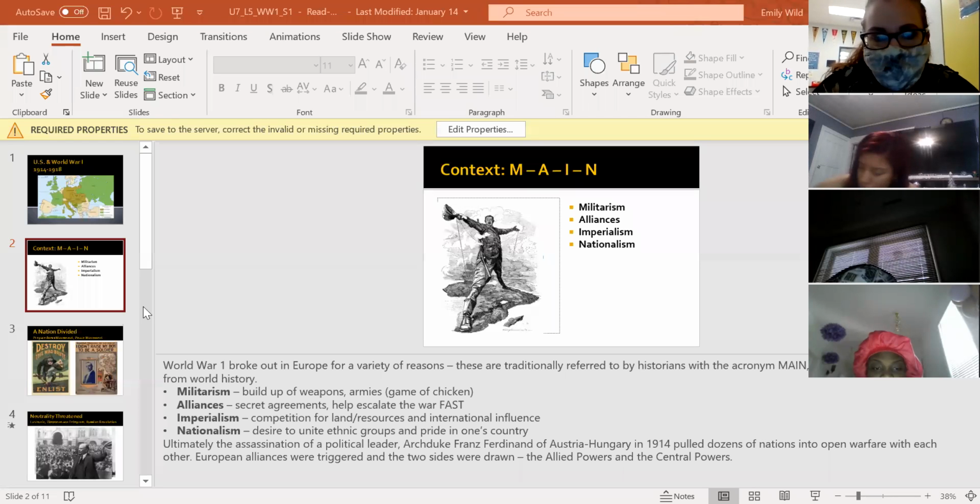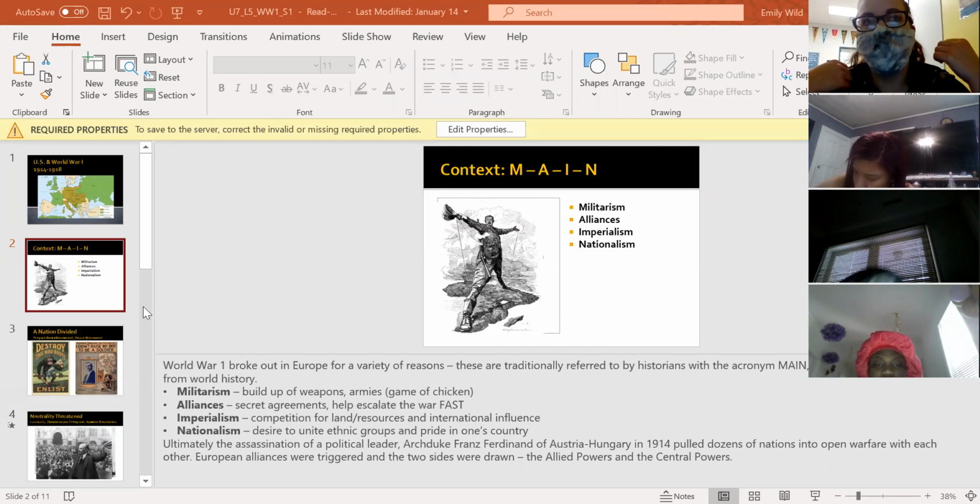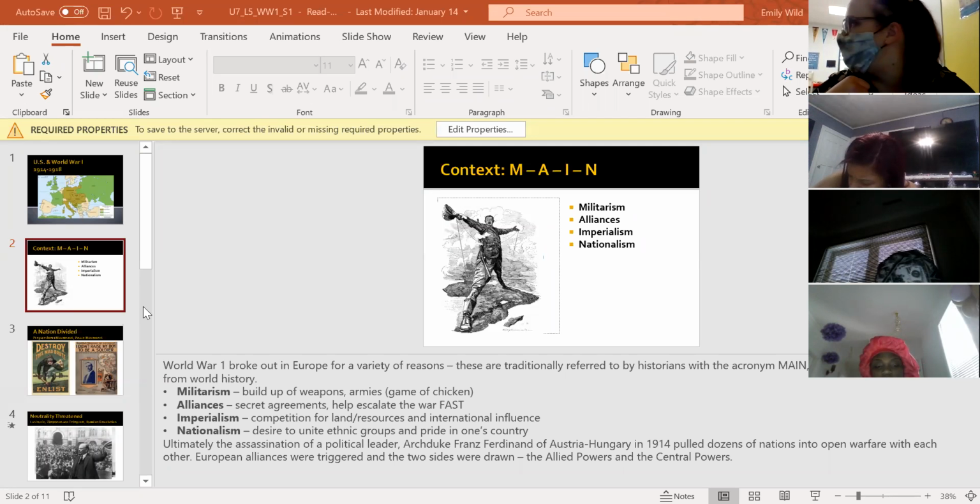So again, the M stands for militarism, which is the buildup of weapons or armies. And the A stands for alliances, or secret agreements that help escalate the war super fast. These alliances create a bunch of connections between different countries and who they should be siding with.